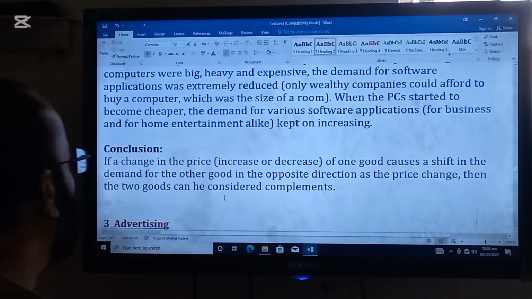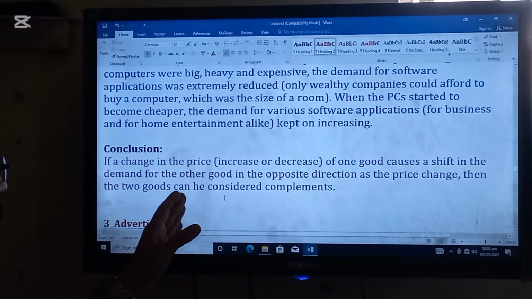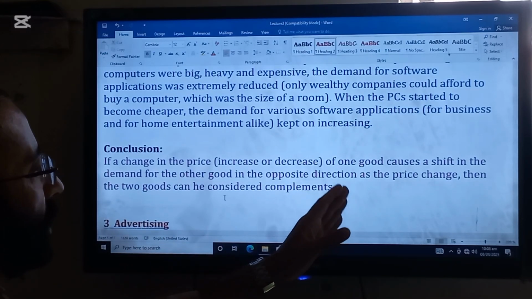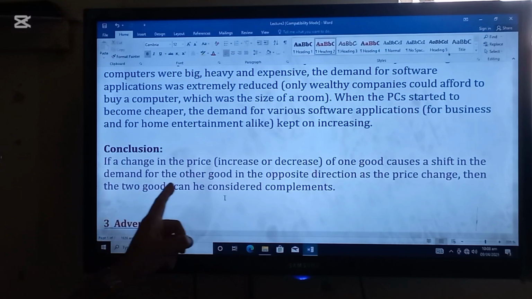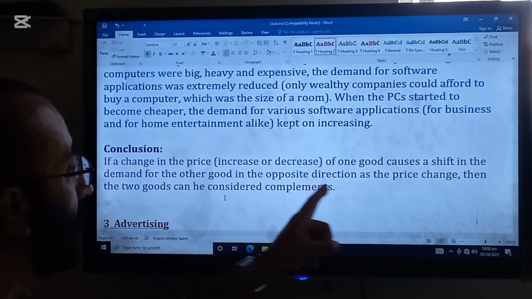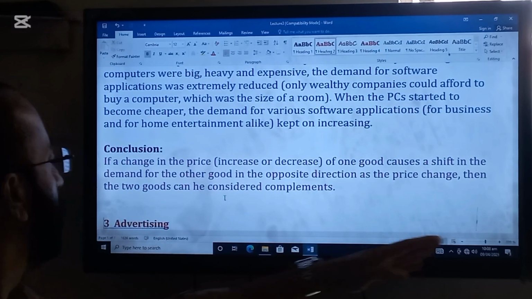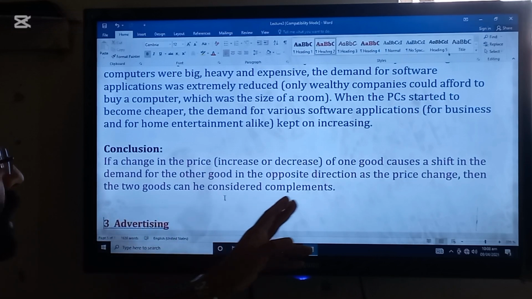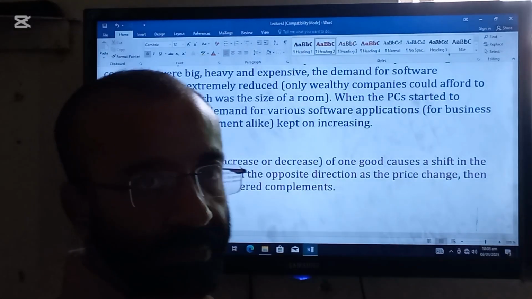And here is the conclusion. If a change in the price, increase or decrease, of one good causes a shift in the demand for the other good in the opposite direction to the price change, then the two goods can be considered complements.